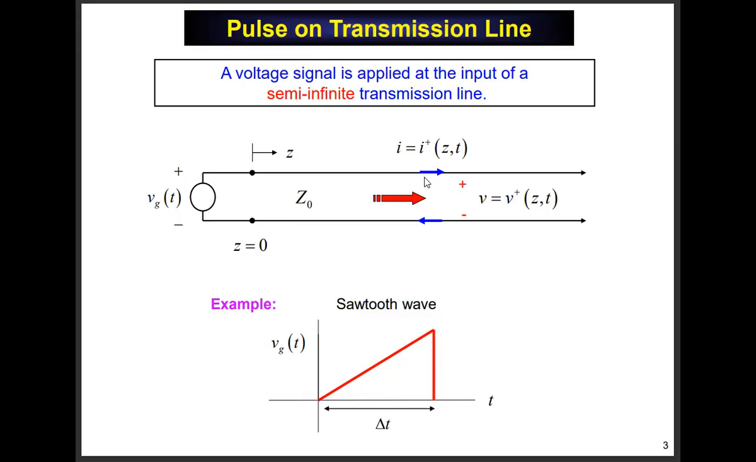Again, I don't always draw this arrow here. I did it one time here. Remember, I usually just draw this one, but those are the reference directions. Transmission line, semi-infinite, characteristic impedance Z0. The left end has a voltage generator putting out some waveform. It could be anything you want. I just chose a sawtooth to illustrate.